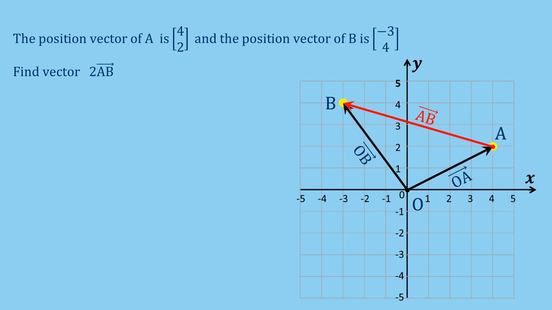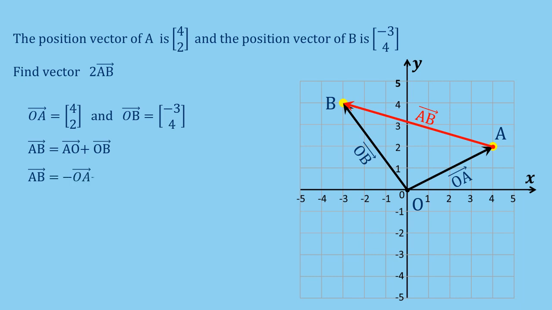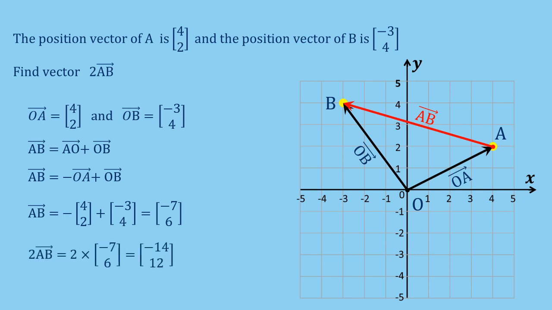Alright, let's get started on the solution. The position vector OA corresponds to the coordinates 4 and 2, while the position vector OB corresponds to the coordinates -3 and 4. Vector AB equals vector AO plus vector OB. And that gives us vector AB equals negative vector OA plus vector OB, because vector OA is in the opposite direction of vector AO. And that gives us vector AB at coordinates -7 and 6. And according to that, 2 vector AB will correspond to the coordinates -14 and 12.